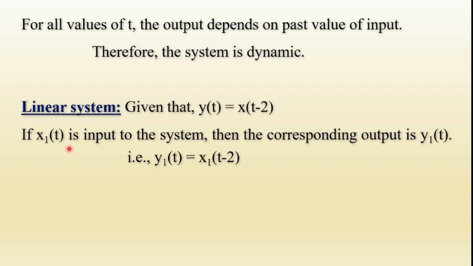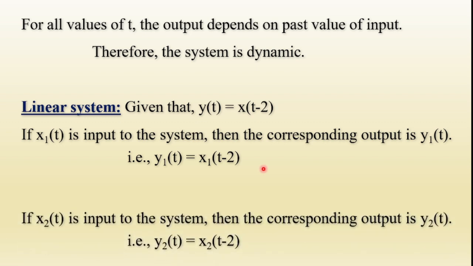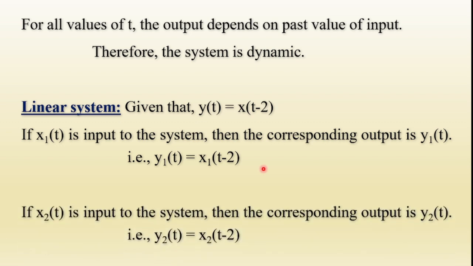And if x1 of t is an input to the system, then the corresponding output is y1 of t. So now here what is the given system? y of t is equal to x of t minus 2, and the first system output is y1 of t is equal to x1 of t minus 2. Similarly, if x2 of t is an input to the system, then the corresponding output is y2 of t. So the second system output is y2 of t is equal to x2 of t minus 2.